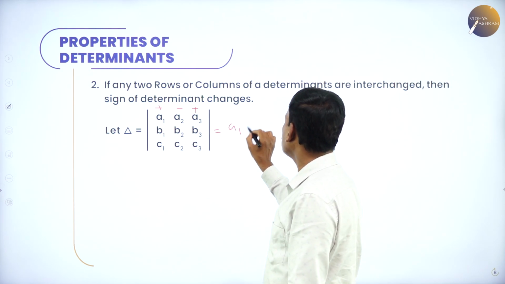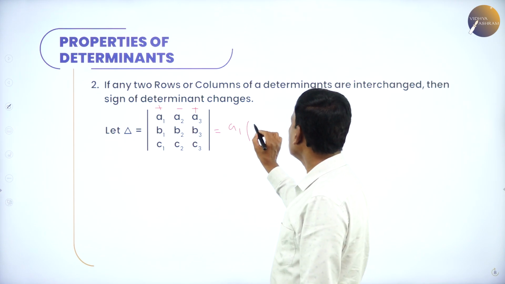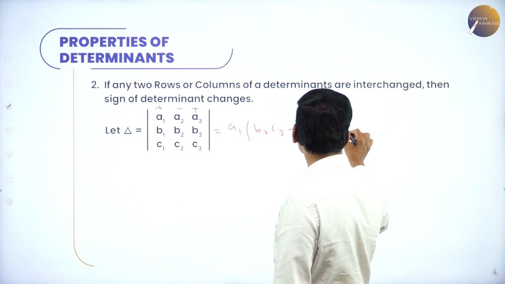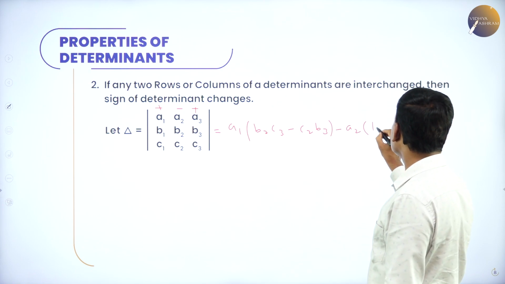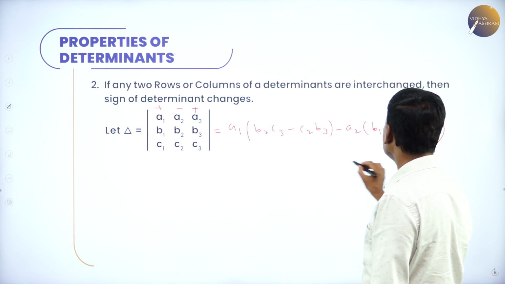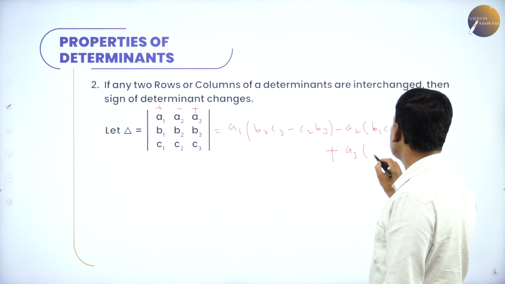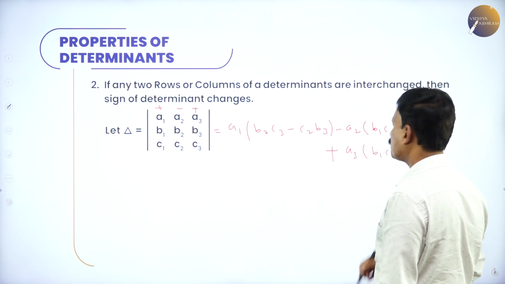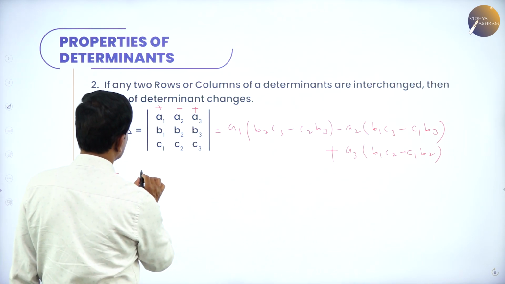Now A1 into B2 C3 minus C2 B3, minus A2 into B1 C3 minus C1 B3, plus A3 into B1 C2 minus C1 B2. Now expand this. If I expand this, what will I get?